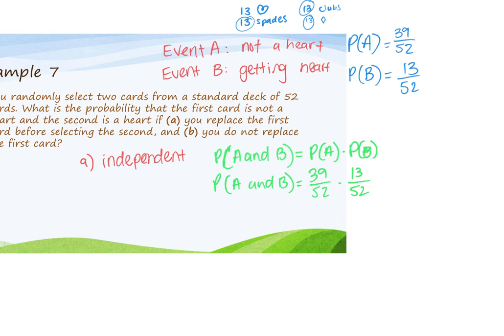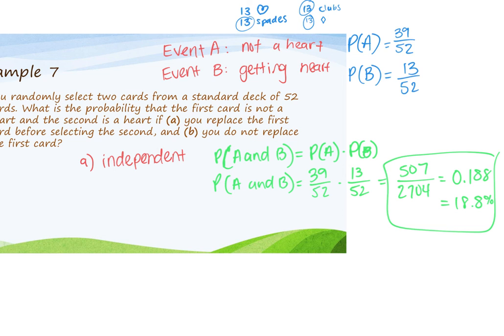39 times 13 is 507 over 52 times 52, 2,704. Just divide those. So 507 divided by 2,704 is 0.188, which is 18.8%. So there's an 18.8% chance that this happens with replacement.